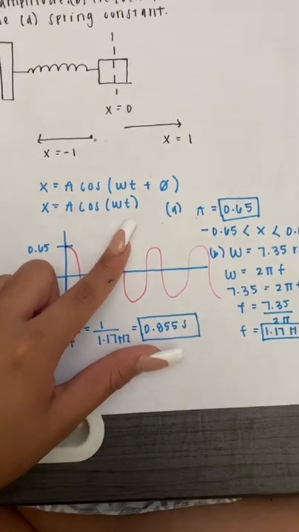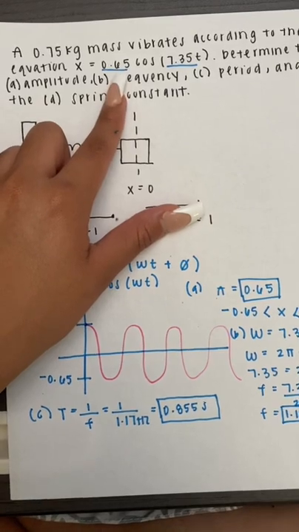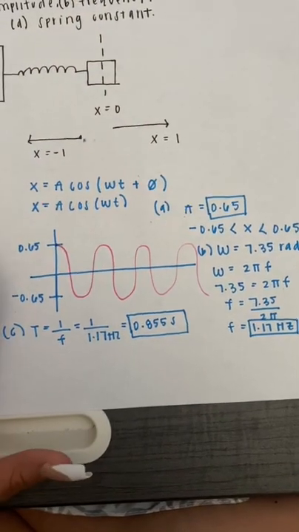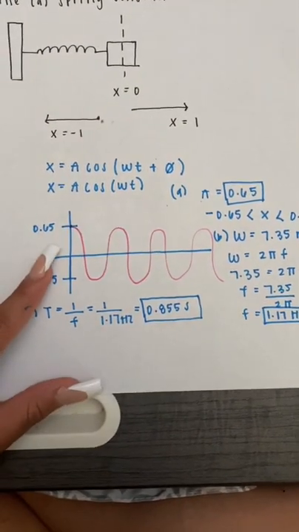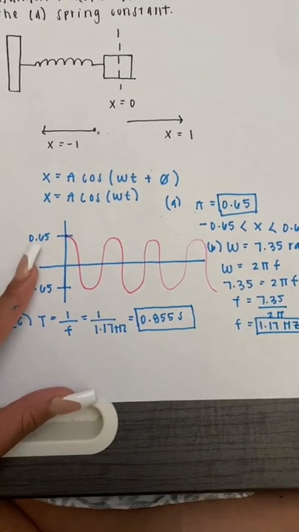The amplitude is whatever number is set in front of the cosine. So here we have 0.65. So the maximum displacement is 0.65, which means that x can be anywhere between negative 0.65 and 0.65.